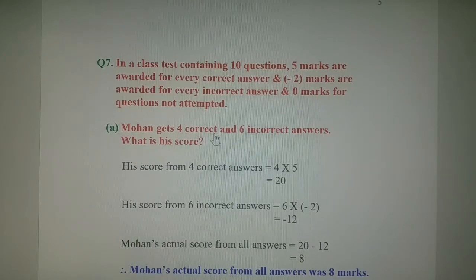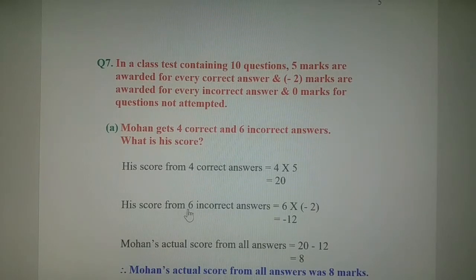Mohan gets 4 correct answers and 6 incorrect answers. What is his total score? Now Mohan's score from 4 correct answers will be, he has answered 4 questions correctly. So 4 multiplied by 5 marks per question, because 5 marks are given for every correct answer. So 4 into 5, he gets 20. So Mohan's score from 4 correct answers is 20 marks.